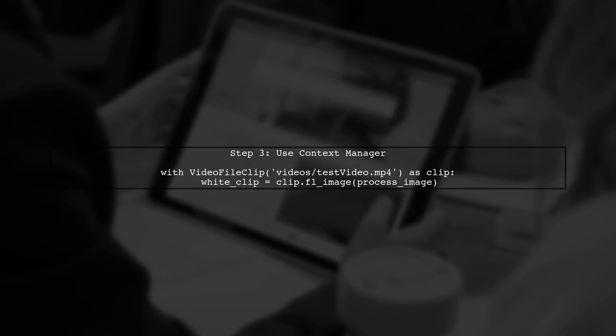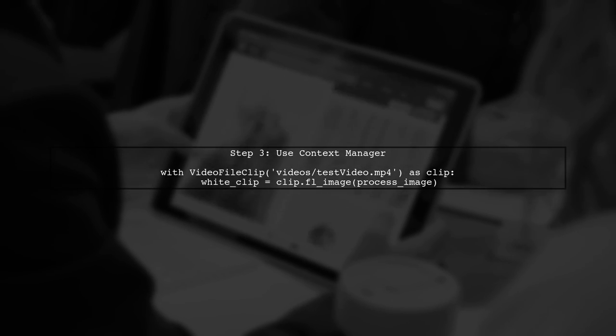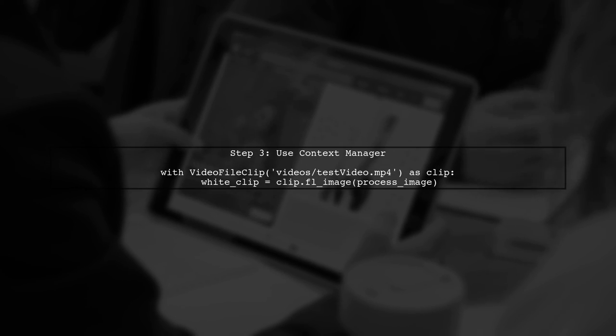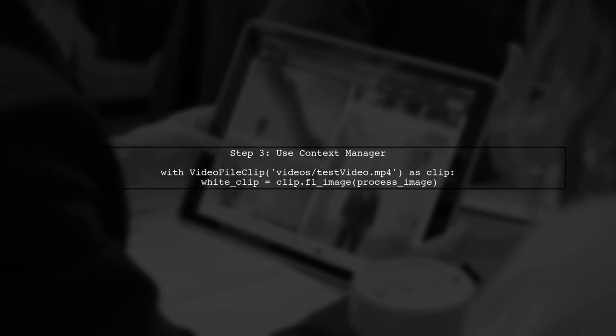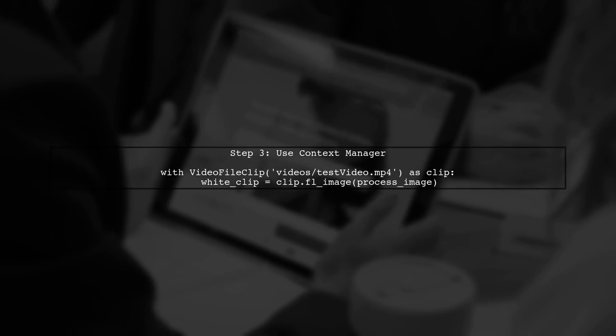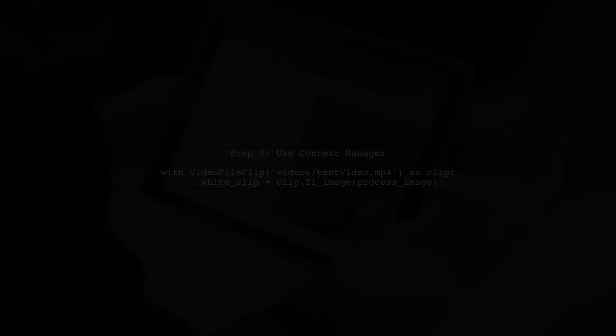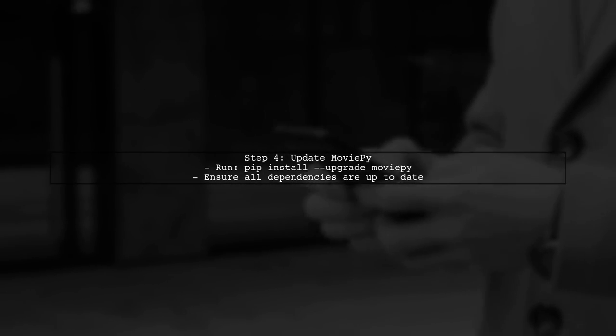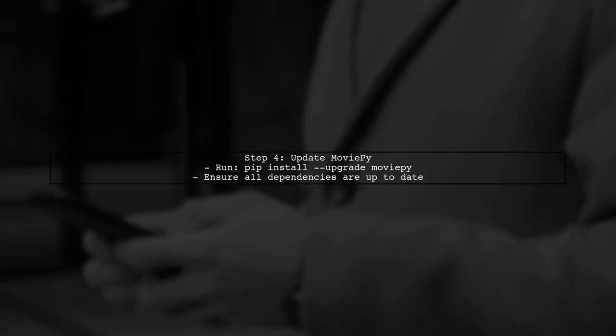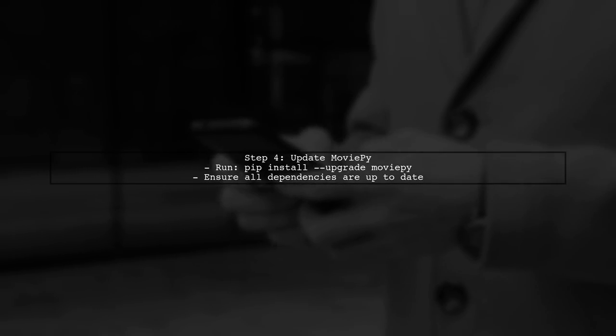Another workaround is to modify the way you call the VideoFileClip function. You can try using a context manager to ensure proper resource handling. Finally, if the problem persists, consider updating the moviepy library and its dependencies. This can resolve compatibility issues that may lead to errors.